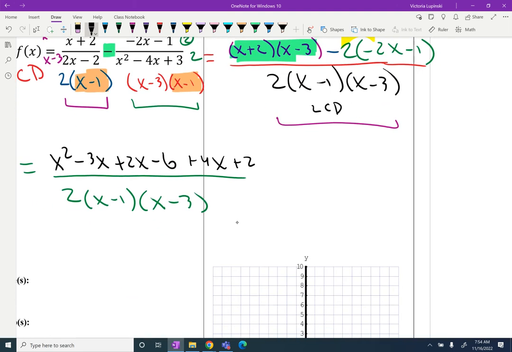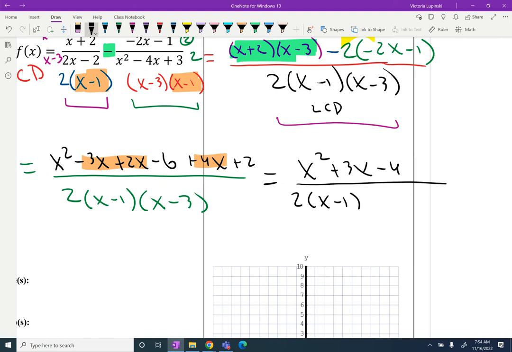You should now go ahead and clean up your top by combining like terms. So x squared is going to be first. If you combine all of your x's, it looks like you have negative 1x plus 4x. So that is going to give you a 3x. If you combine your constants, you're going to get negative 4. All still over your LCD.